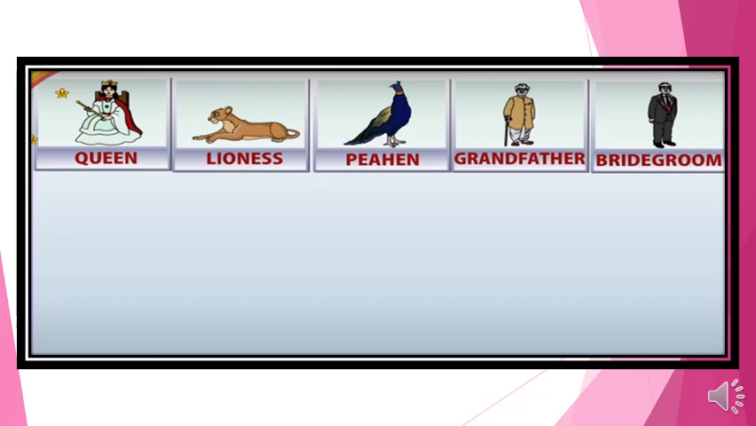Now look at this. What are the masculine genders for queen, lioness, and peahen? For queen, it is king. For lioness, it is lion. And for peahen, yes, you are right, it is peacock. Now, what are the feminine genders for grandfather and bridegroom? For grandfather, it is grandmother. For bridegroom, it is bride.